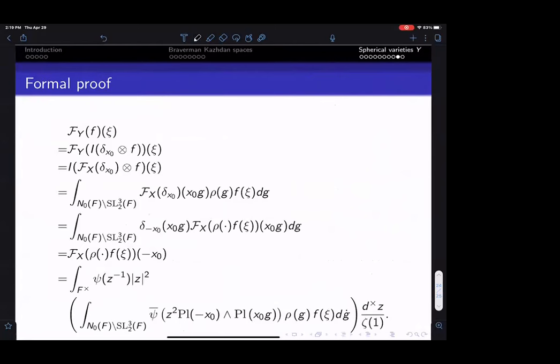So we start with F_Y f evaluated at c. Since f is a Schwartz function, we can think of f as applying a Dirac function on X_0, a representative of the open orbit, tensor with f. Then by definition of F_Y, its composite with I is the same as I composite with F_X. Carrying out the definition of I is this integral along the open orbit. Now, given that F_X is unitary, we can apply the Plancherel formula.